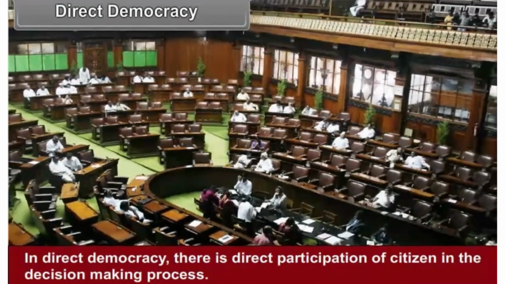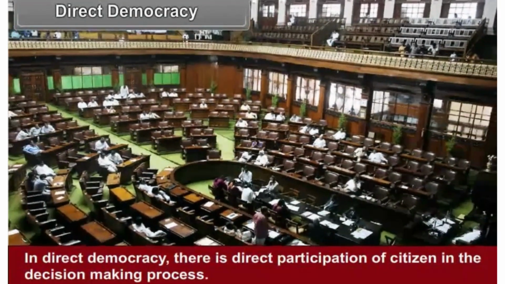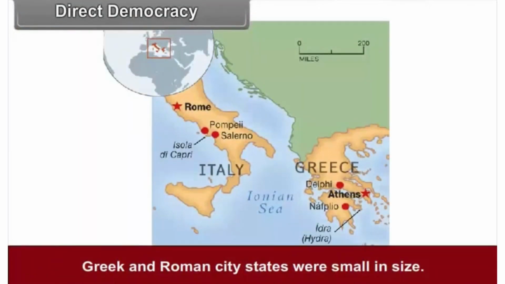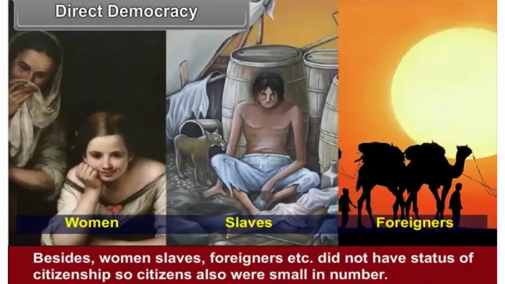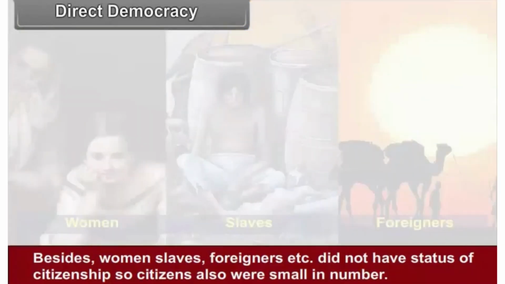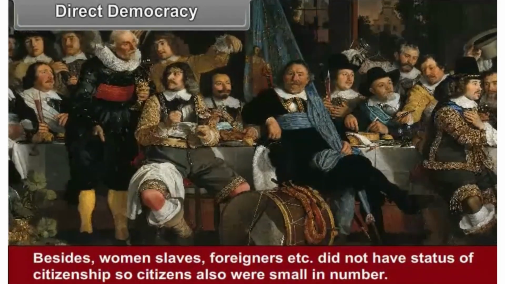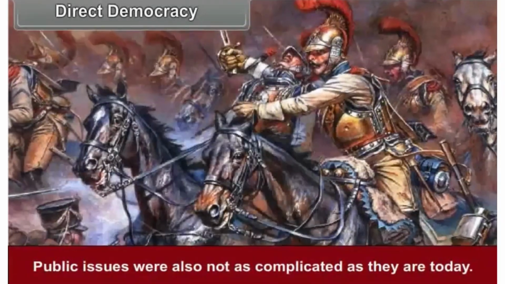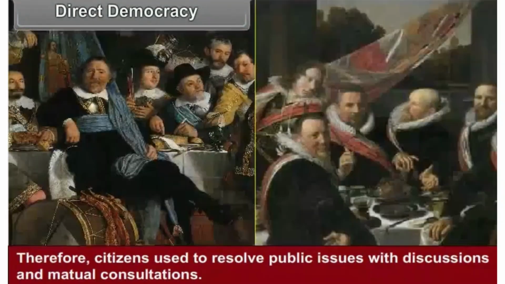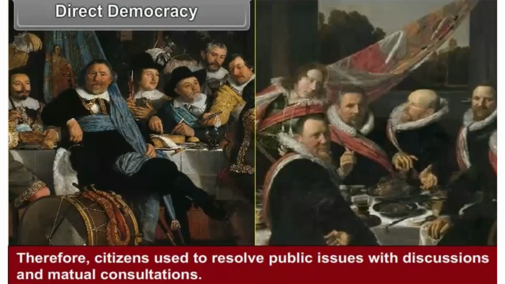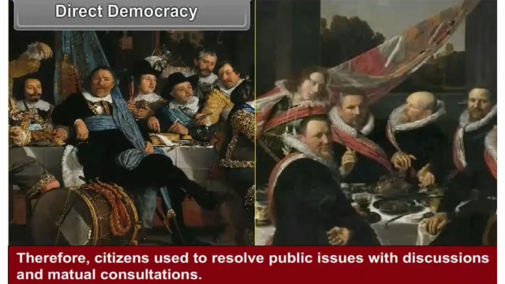In direct democracy, there is direct participation of citizens in the decision-making process. Greek and Roman city-states were small in size. Besides, women, slaves, foreigners, etc. did not have status of citizenship, so citizens also were small in number. Public issues were also not as complicated as they are today. Therefore, citizens used to resolve public issues with discussions and mutual consultations.